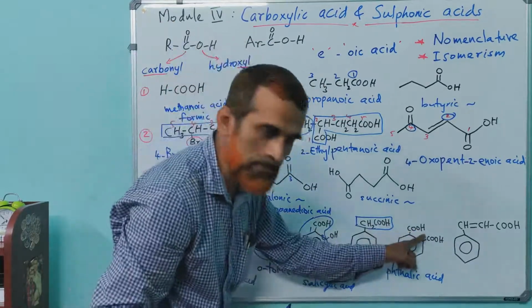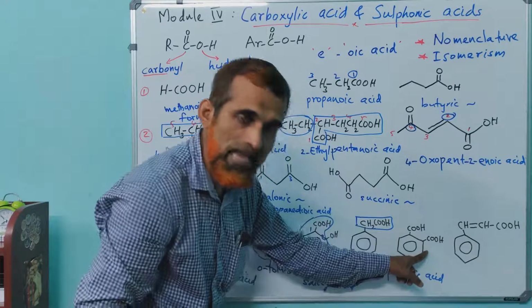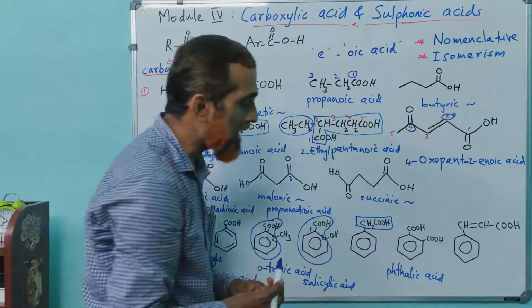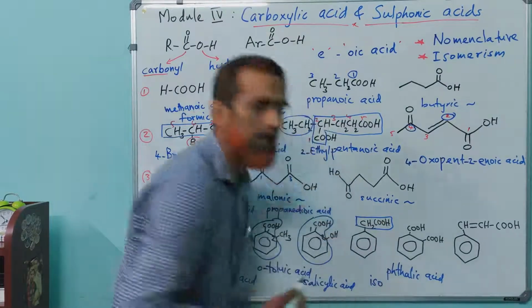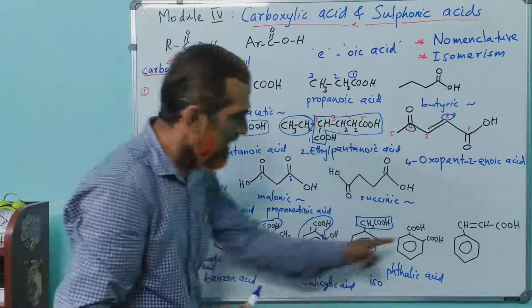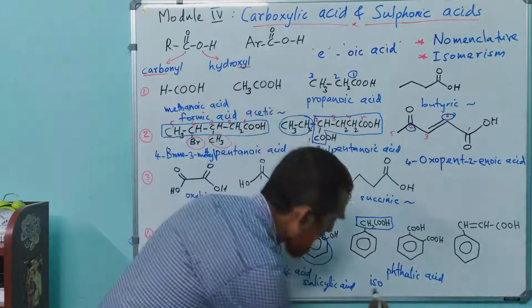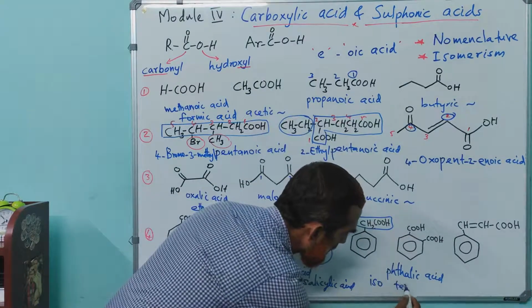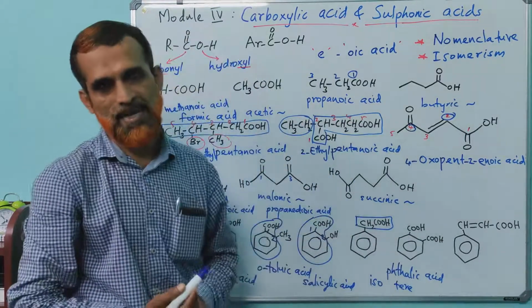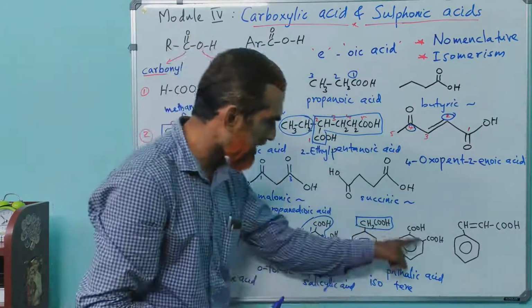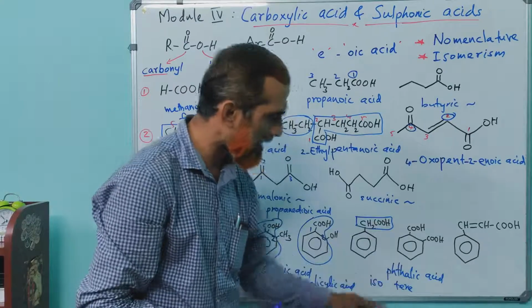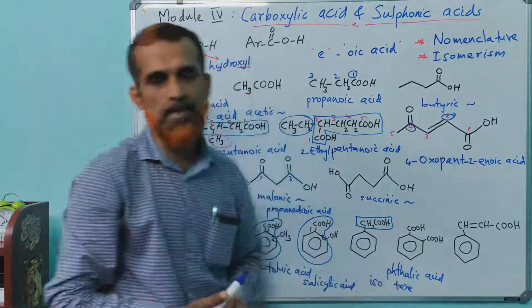If you change the position to meta or 1,3, then it is called isophthalic acid. You have to add iso to this, then it is the meta isomer. And if it is 1,4 or para position, it is terephthalic acid. Okay, so if it is ortho, it is phthalic acid only. If it is meta, then isophthalic acid. If it is para, it is terephthalic acid.